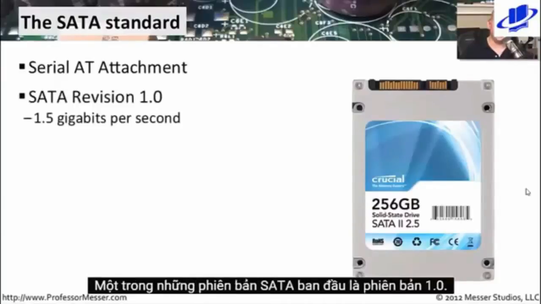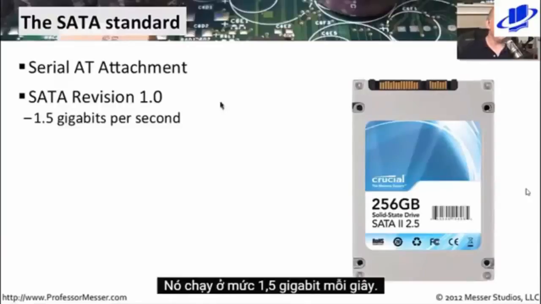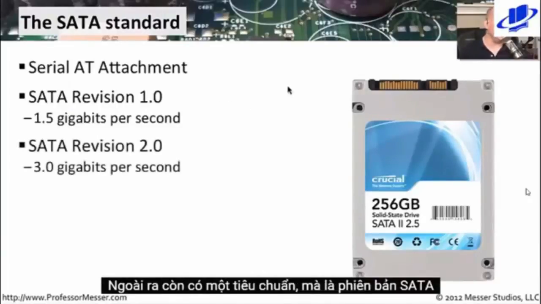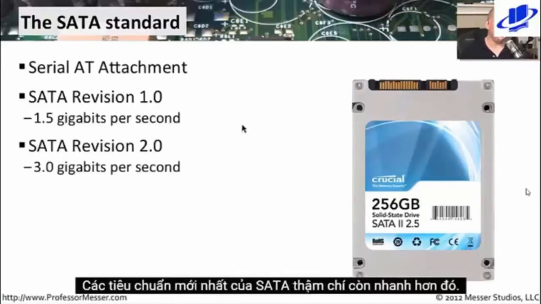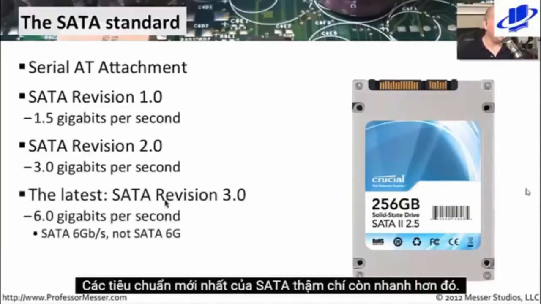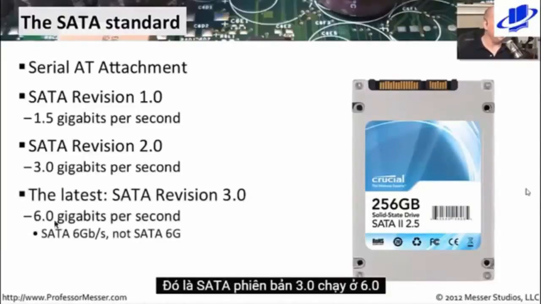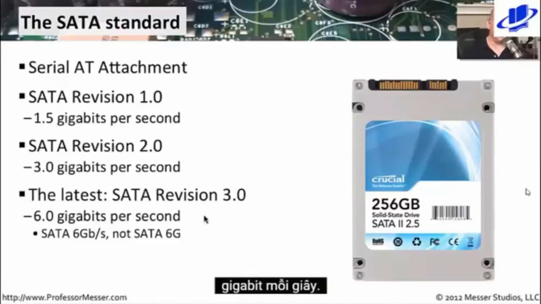One of the original SATA versions was version 1.0. It ran at 1.5 gigabits per second. There's also another standard, which is the SATA revision 2.0, which is running at 3.0 gigabits per second. The latest SATA standard goes even faster than that. That's SATA revision 3.0 that runs at 6 gigabits per second.